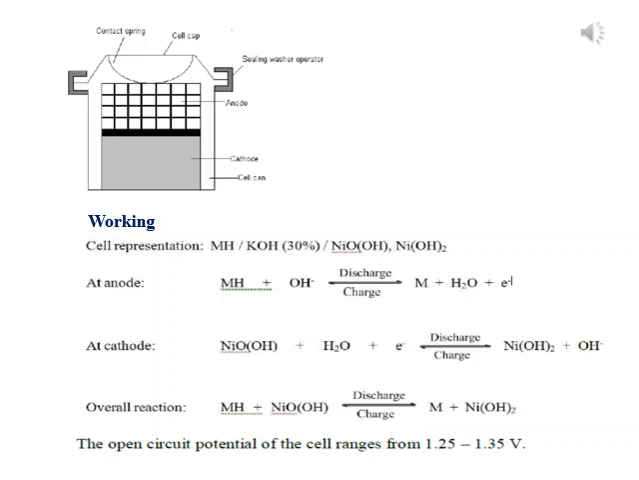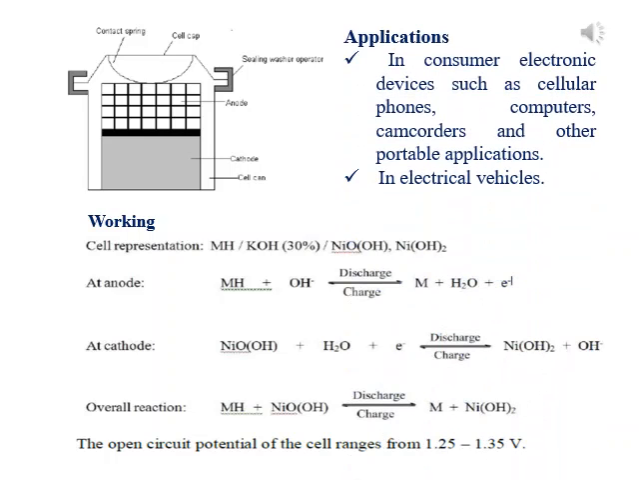The overall reaction here is MH plus NiOOH gives M plus NiOH twice. The open circuit potential of the cell ranges from 1.25 to 1.35 volt. Applications of this cell are in consumer electronic devices such as cellular phones, computers, camcorders, and other portable applications. Apart from this, it is also used in electric vehicles.